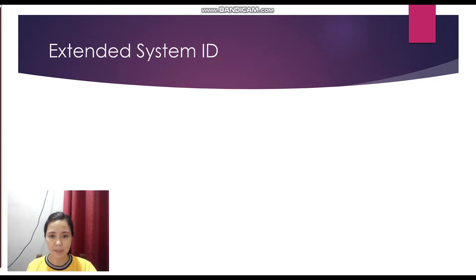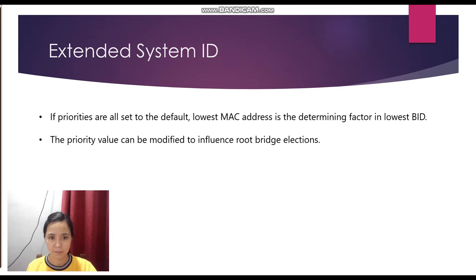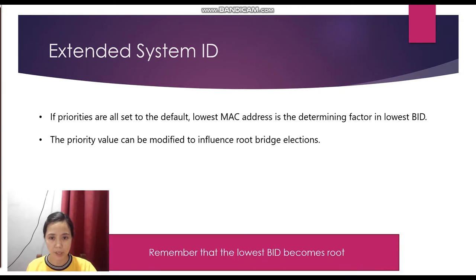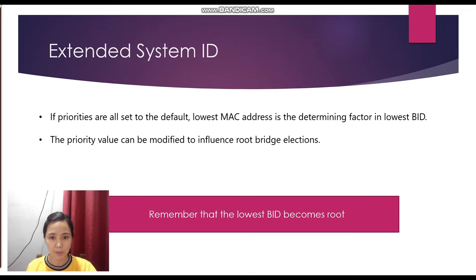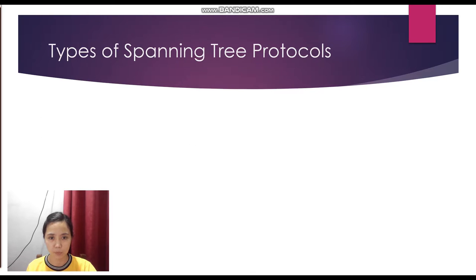Extended System ID. If priorities are all set to the default, the lowest MAC address is the determining factor in the lowest BID. The priority value can be modified to influence root bridge election. Remember that the lowest BID becomes root.